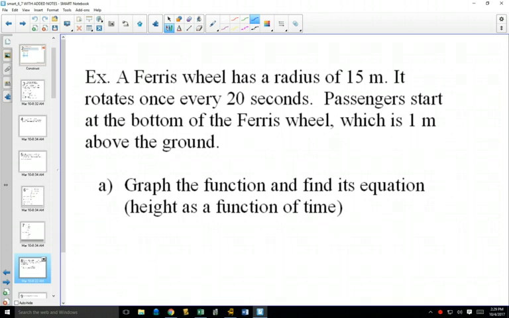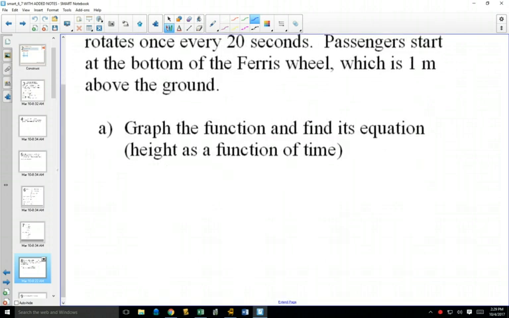Passengers start at the bottom of the Ferris wheel, which is 1 meter above the ground. So we have to take that information and somehow put it into a graph. To help us, we'll try to draw a picture here. Here's my Ferris wheel.